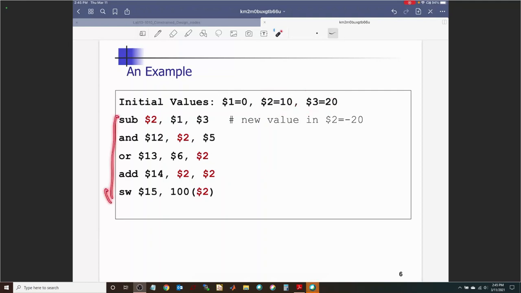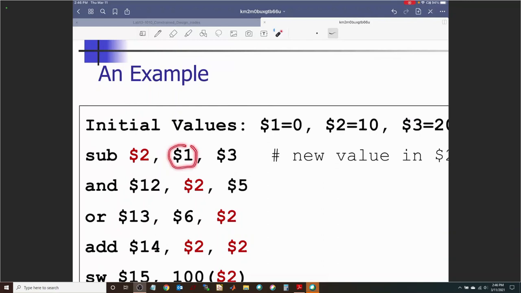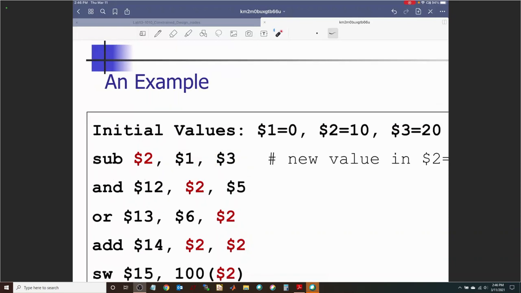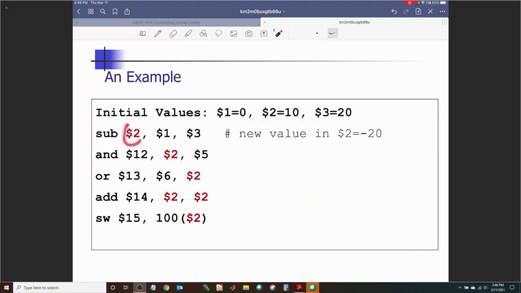The next few are MIPS instructions. There is a subtract, AND, OR, ADD, STORE word. Those are all instructions in which register number 2 is being used either as an operand or as a destination. So in the first statement over here, the subtract, you took the contents of register 1, you subtracted the contents of register 3 from it, and then you put the result in register number 2. So using the initial values, 0 minus 20. The new value is negative 20 in $2.